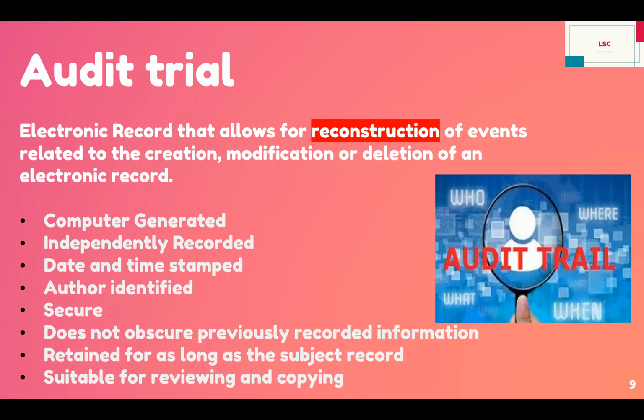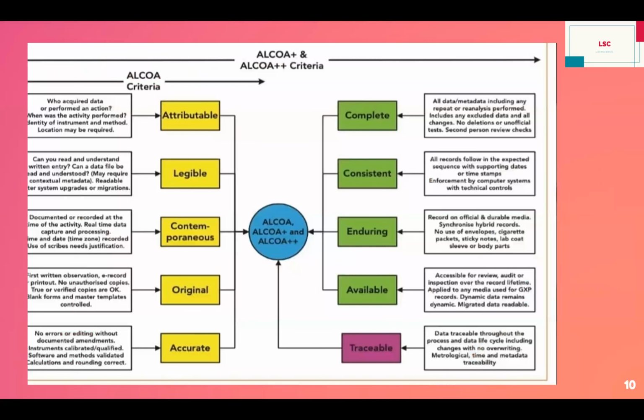So it should be computer generated, independently recorded, meaning an independent recorder, with no intervention. Date and timestamp, author identified, secure, and it does not obscure previously recorded information. Retained for as long as the subject record, suitable for reviewing and copying. So these are some components that should be available in your electronic record when you are going to check your audit trail.